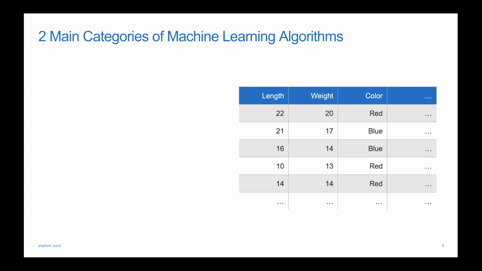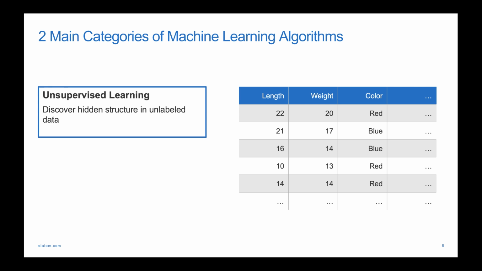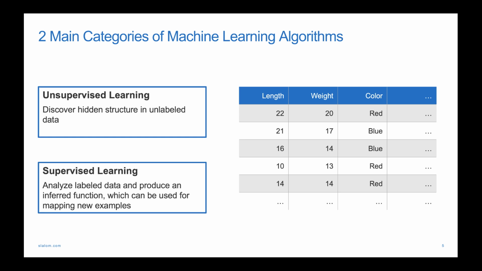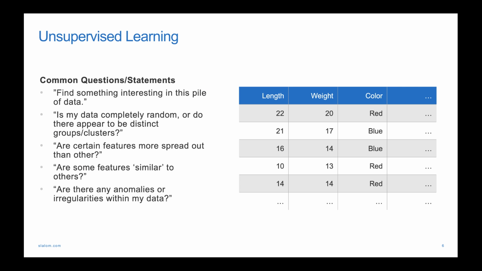Okay, two main categories of machine learning algorithms. We're going to go through them both. One is the category of unsupervised learning. This is really discovering hidden structure in what we call unlabeled data. We'll unpack that a little bit. The other is supervised learning. This is analyzing labeled data and producing an inferred function that can be used for mapping new examples. I know that's a mouthful, so let's go through some examples that are a little bit easier to understand. I find it useful to associate unsupervised learning with these common questions or statements.